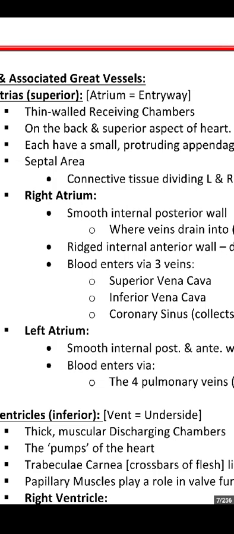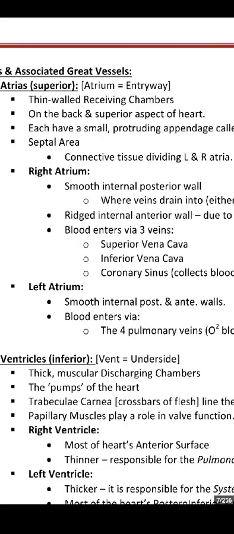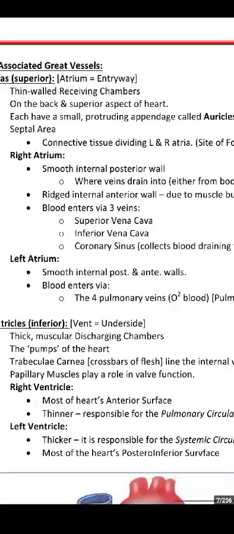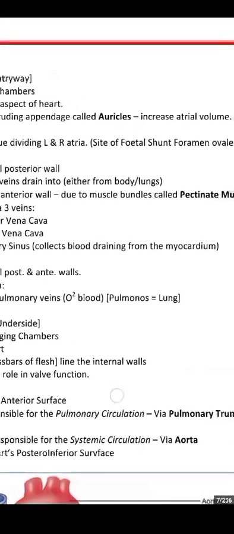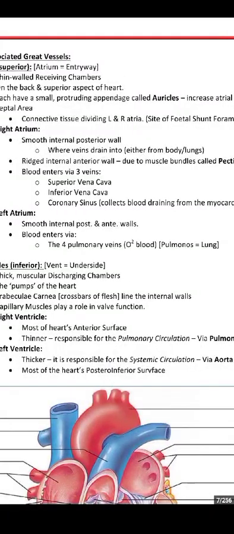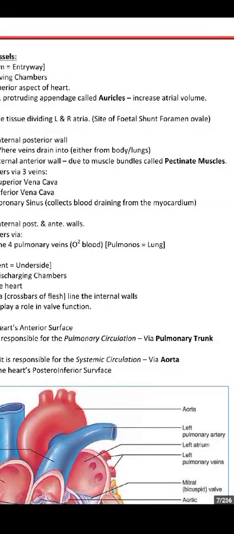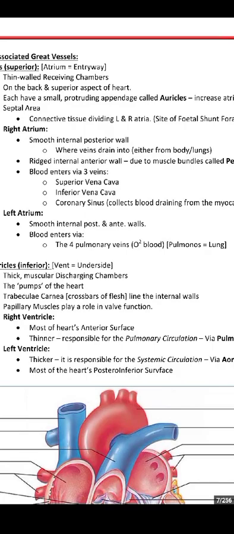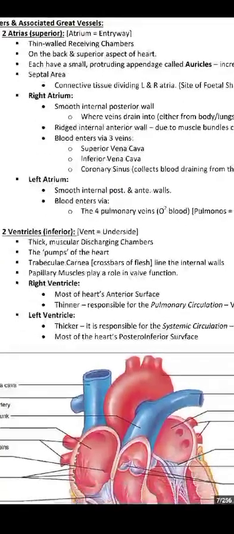It receives blood, and it is located on the back, on the superior aspect of the heart. So as you can see, the atria are superior. Each has a small protruding appendage called an auricle, which increases atrial volume. There is also a septal area.